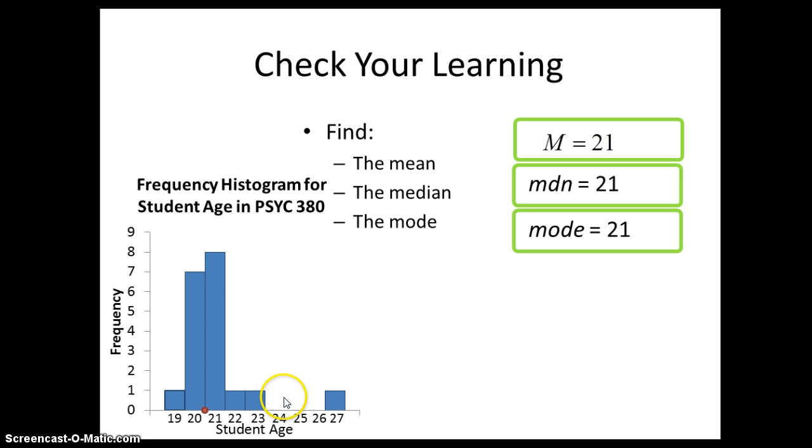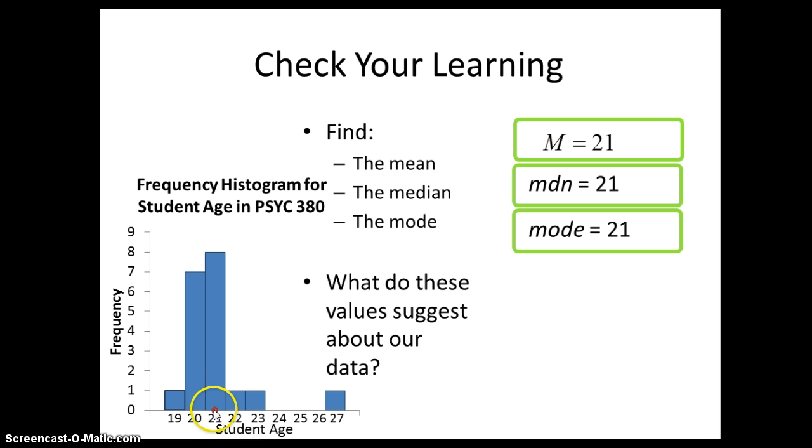And I've made a frequency histogram here of all of the students' ages based on this data. And this would be where I kind of estimate, oh, this is probably where our balance point is. And here it's actually 21. So what do these values suggest about our data? Now, usually when you're looking at a set of data and the mean, the median, and the mode are all right there on top of each other, it suggests that you have normally distributed data.